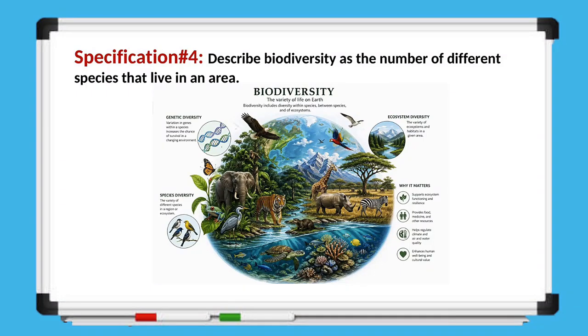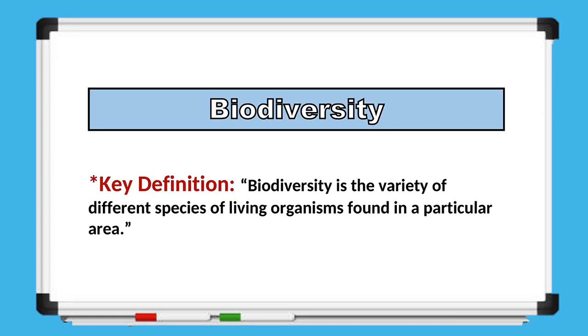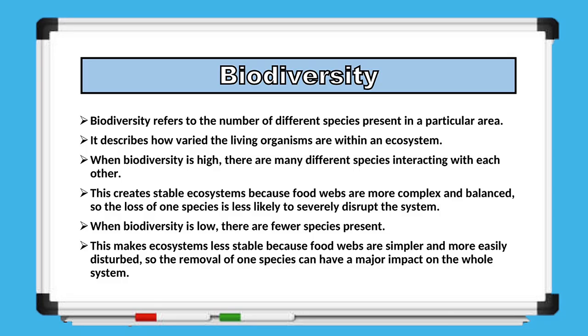Next, we move on to specification number 4, which asks us to describe biodiversity as the number of different species that live in an area. So, let's begin by understanding what biodiversity means. Biodiversity refers to the variety of different species of living organisms found in a particular area. In simple words, it is the number of different species present within an ecosystem. The greater the variety of species, the higher the biodiversity of that area.